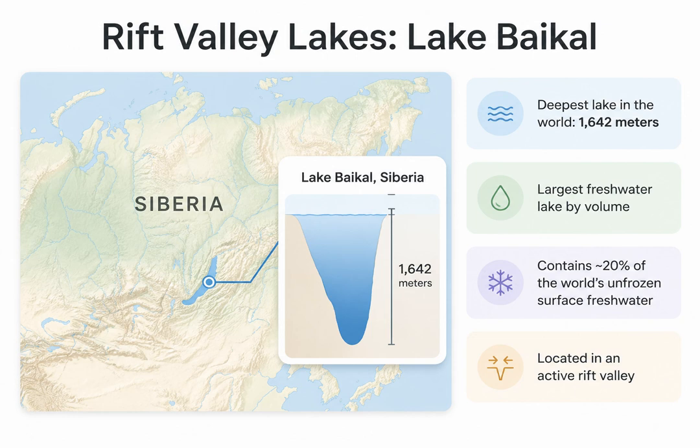A prime example of a rift lake is Lake Baikal in Siberia, which sits right in an active rift valley. It holds the title for the deepest lake in the world, plunging to a staggering depth of 1,642 meters below the surface. But its depth isn't its only record. It is also the largest freshwater lake in the world by volume. In fact, Lake Baikal alone contains roughly 20% of the entire world's unfrozen surface freshwater.